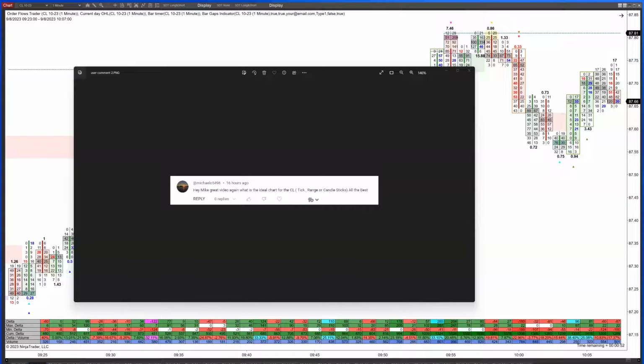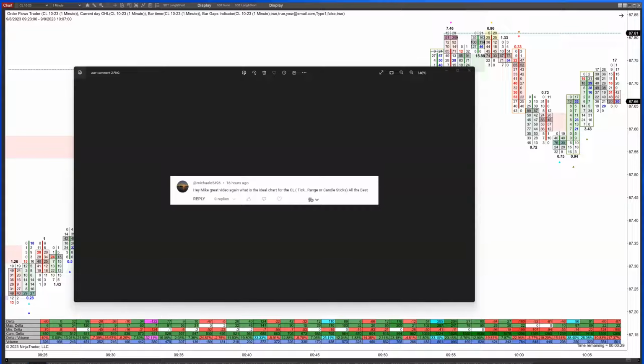Now, sadly, there's no ideal chart for anything. Trading is a personal journey. There is an ideal chart for you, okay? And in deciding what type of chart is best for you, you have to understand your own trading mentality, right? We all have unique personality traits.